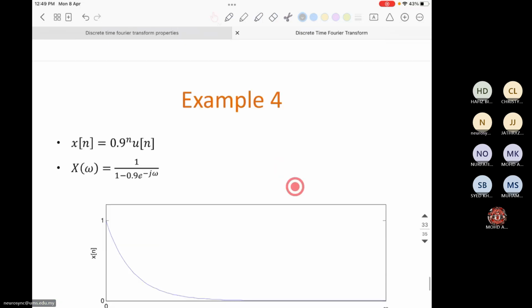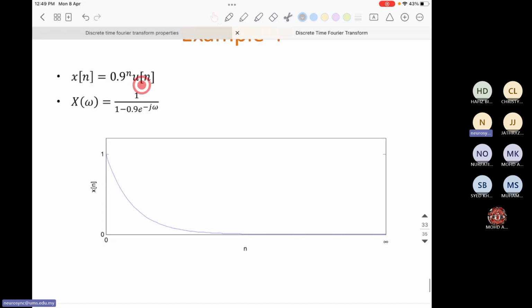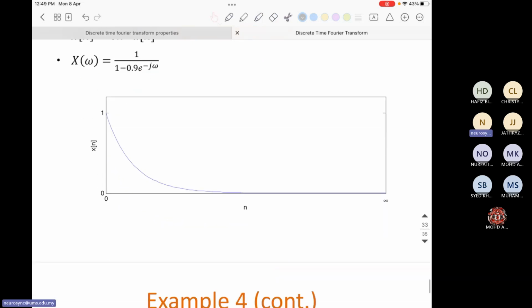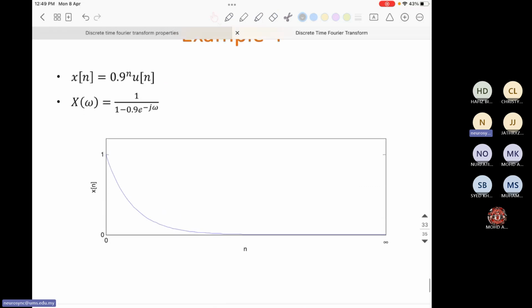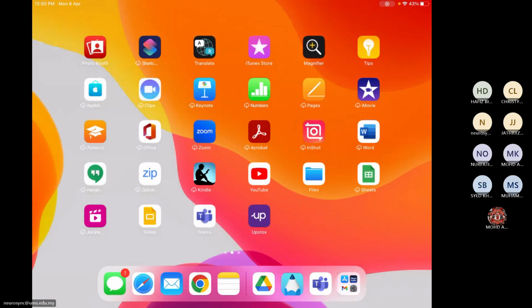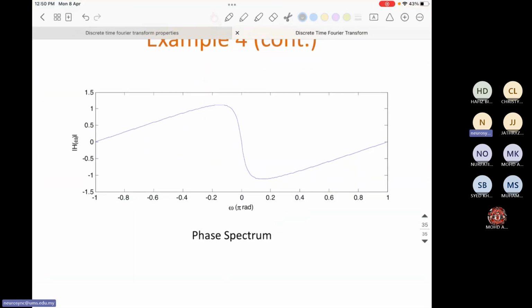Okay, so again there is another example. This is another example of the discrete time Fourier transform. You can also go through this discrete example. You can also try this type of plots in MATLAB. If you are comfortable with MATLAB, then you can try it yourself in MATLAB or Python.